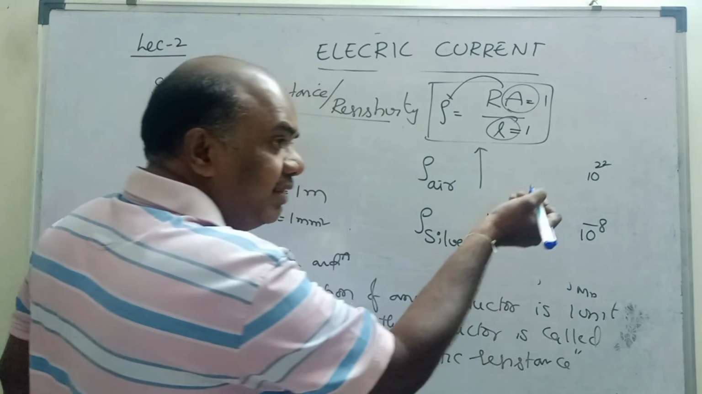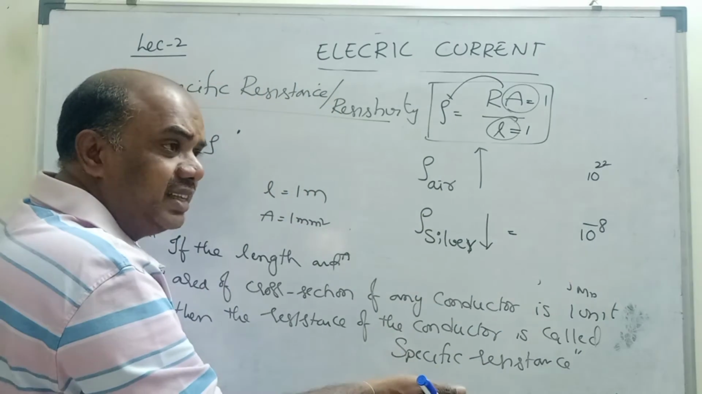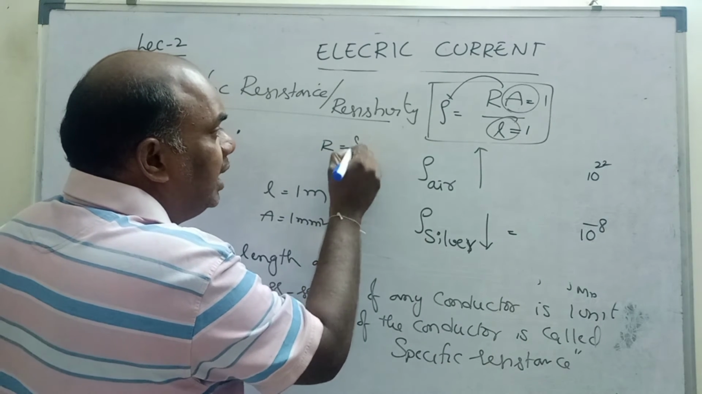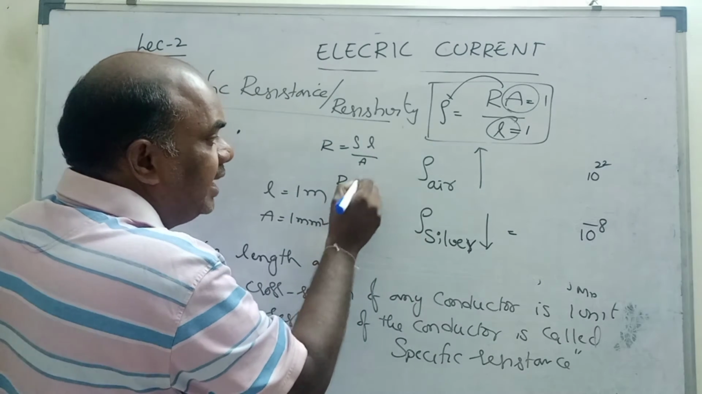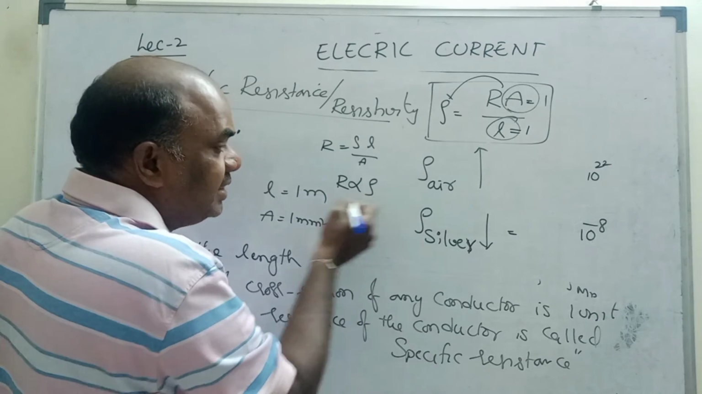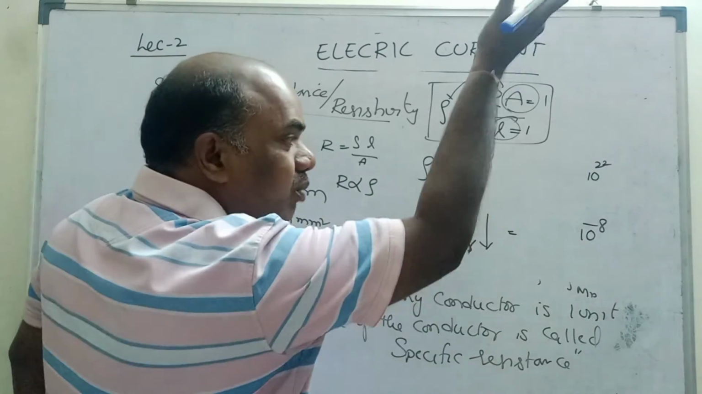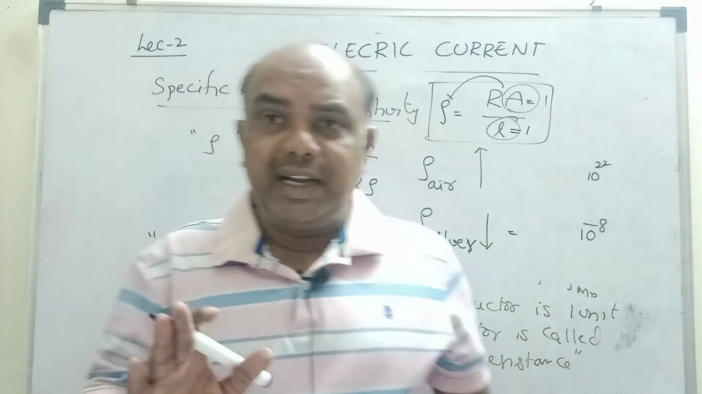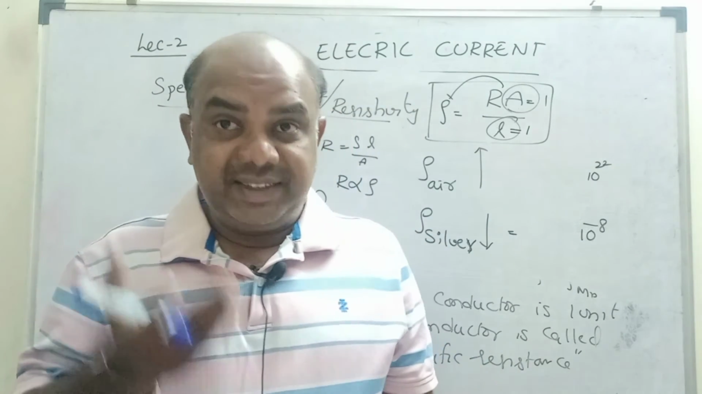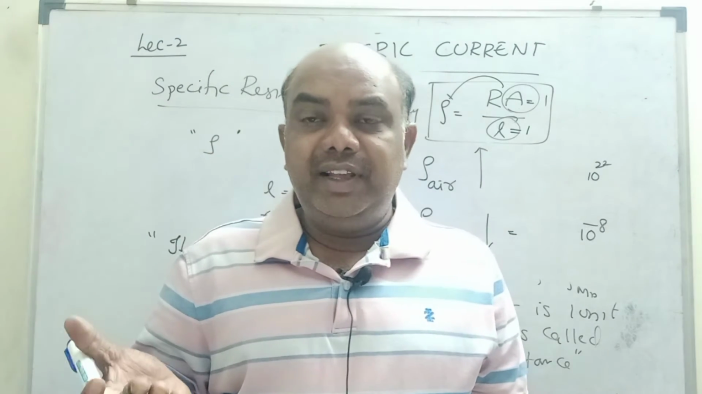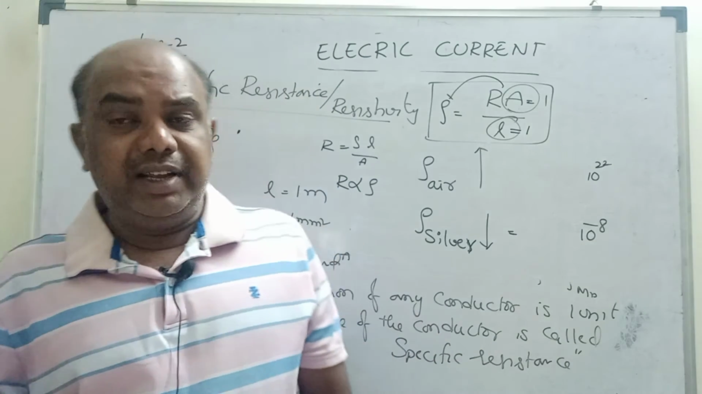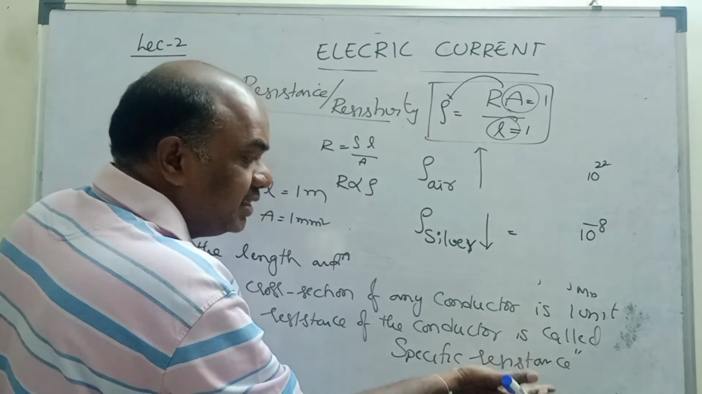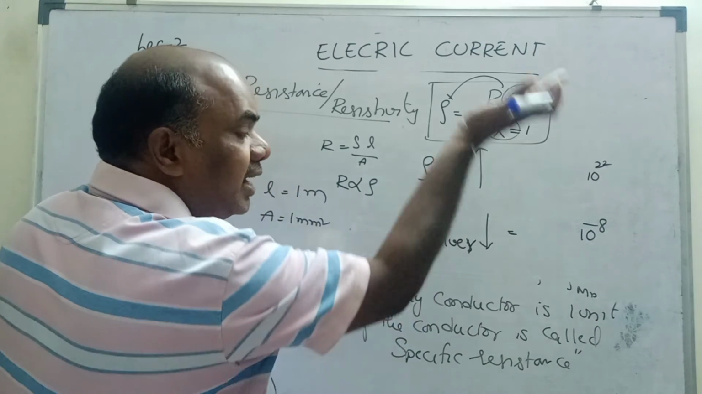So, silver resistivity is less means what? Resistance is less. Resistance is less means current is more. R is equal to rho L by A. R and rho are directly proportional. If rho is less, resistance is less, conductivity is more. What is meant by conductivity? We will see. There is another definition for conductivity. Conductivity is denoted by sigma or G. Conductivity is nothing but the reciprocal of resistivity. That we will see later. But if resistivity is less, resistance also will be less, so current will be more.